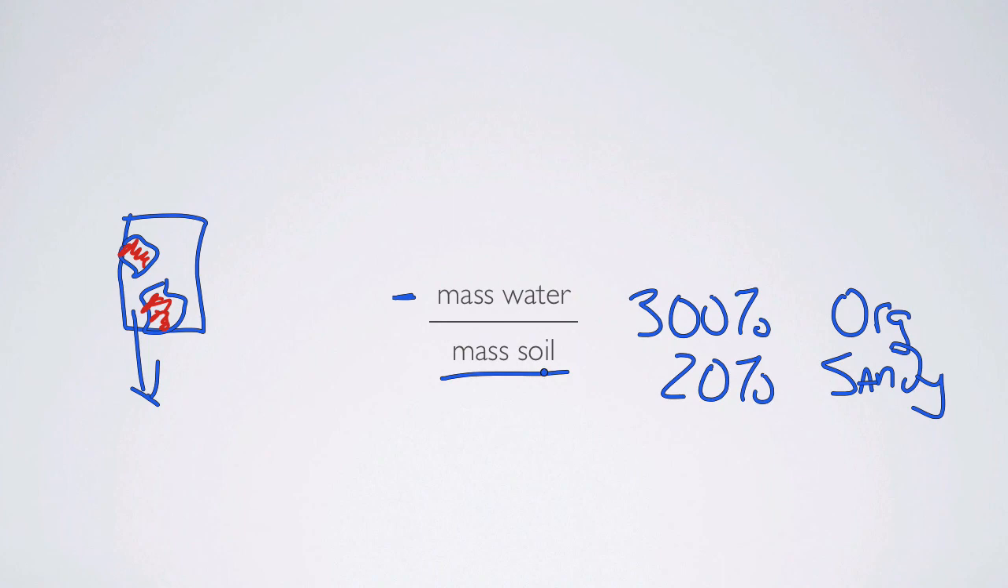So you could see that there would be a lot of differences in the ability of those soils to hold on to water and then supply water to plants eventually for a given amount of precipitation.